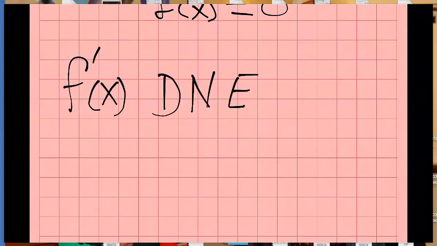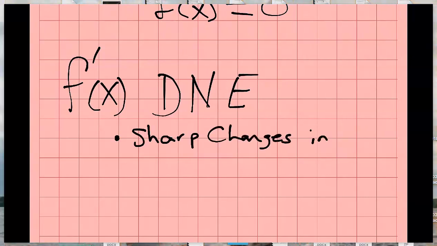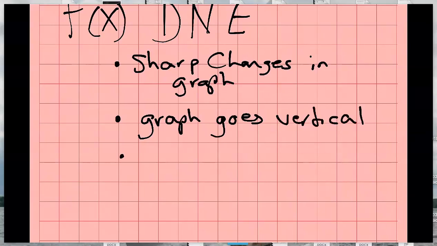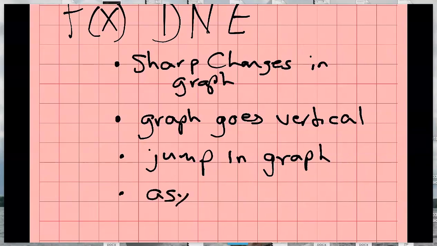There are some other places where f prime of x does not exist. f prime of x does not exist at sharp changes in the graph. f prime of x does not exist if the graph goes vertical. f prime of x does not exist if there is a jump in the graph. And f prime of x does not exist, you should hopefully note the last one, if you have a vertical asymptote.